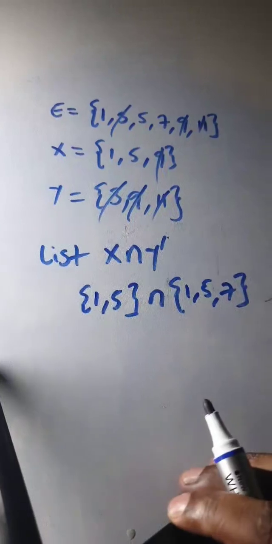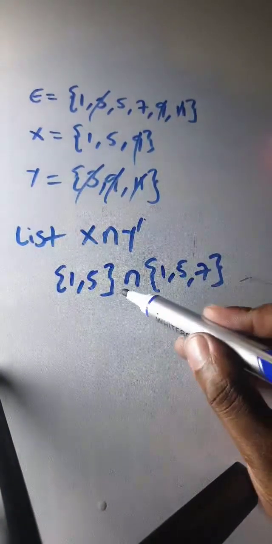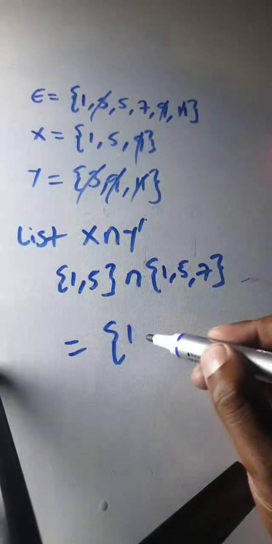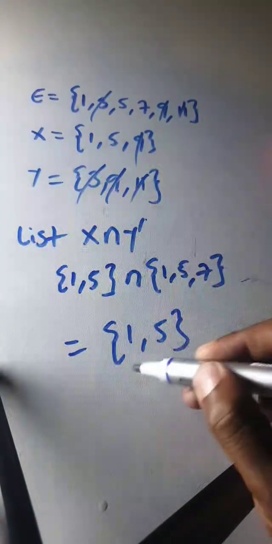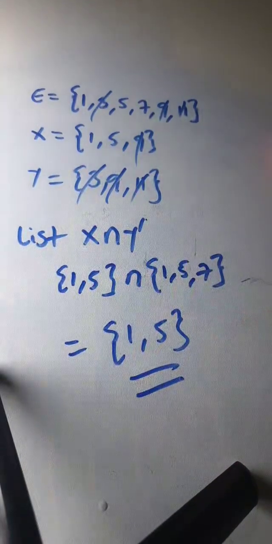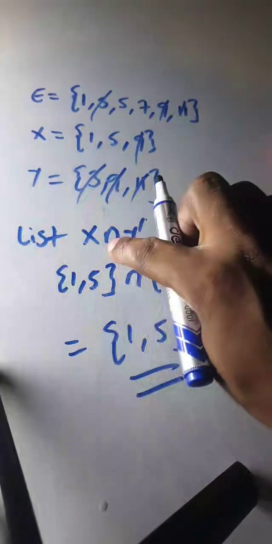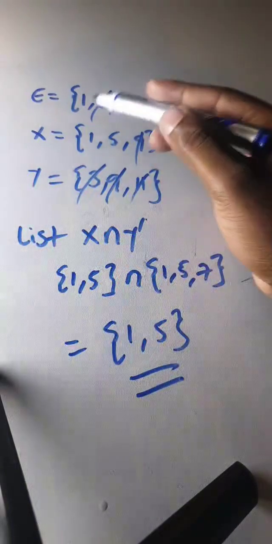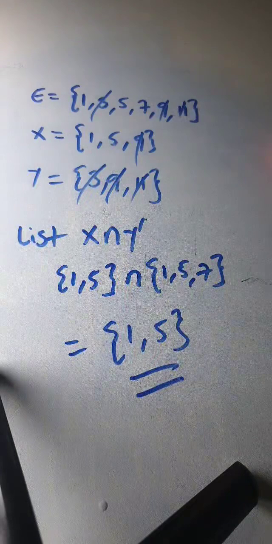So what does intersection mean? It means elements that are found in both. So which elements are found in both? 1 and 5. If it had a union here, we would have just gotten what will remain in the universal, which would have been 1, 5, 7. But since it's an intersection, we look for common elements.